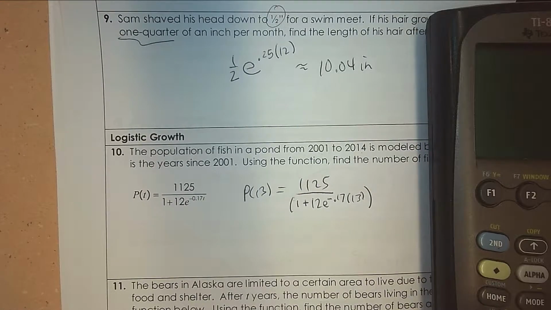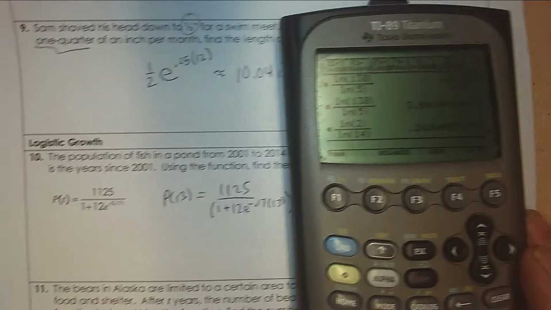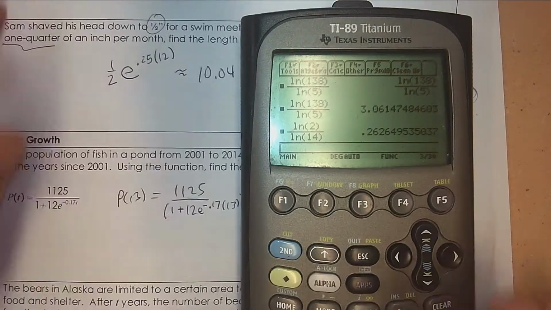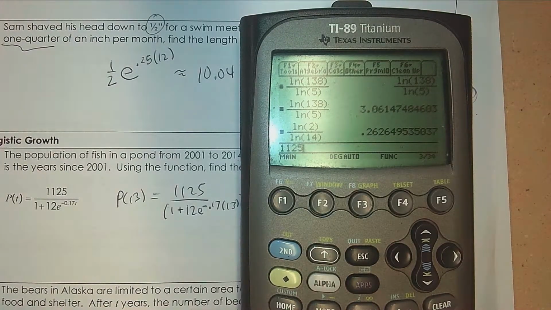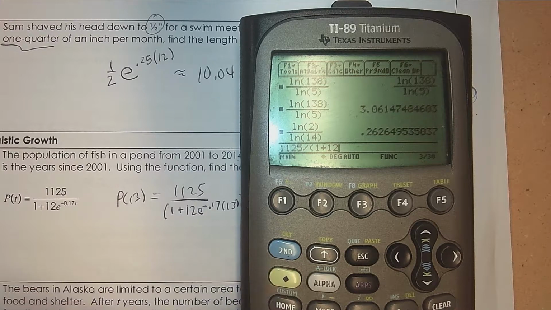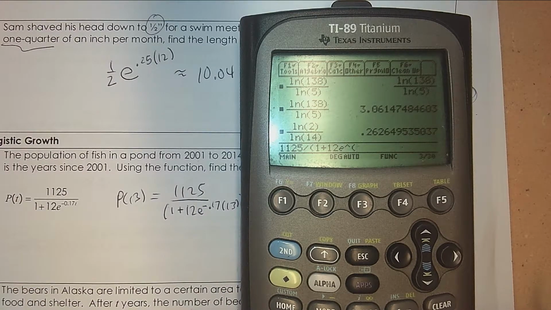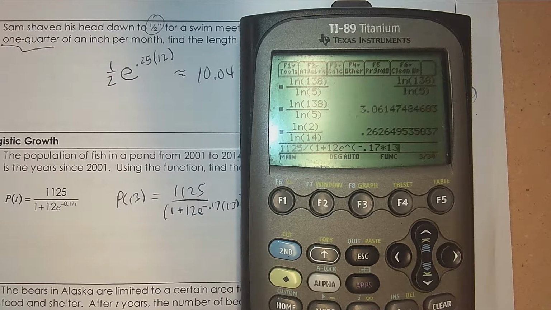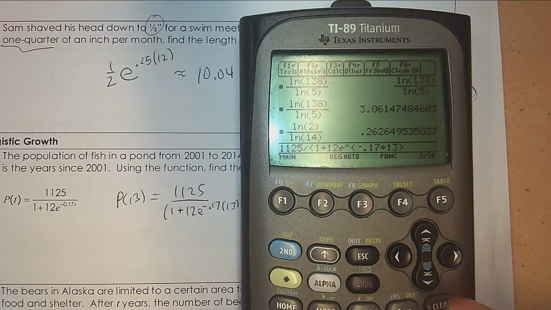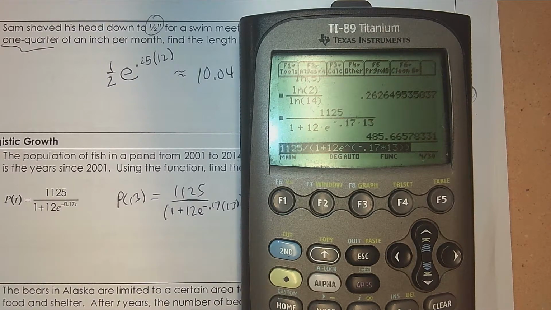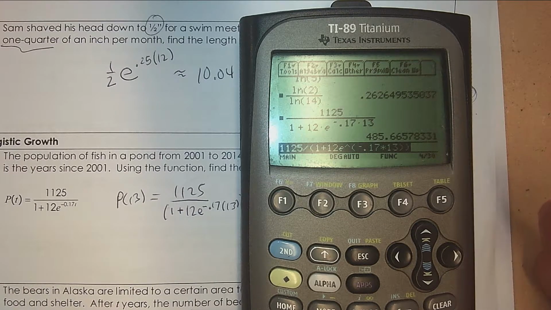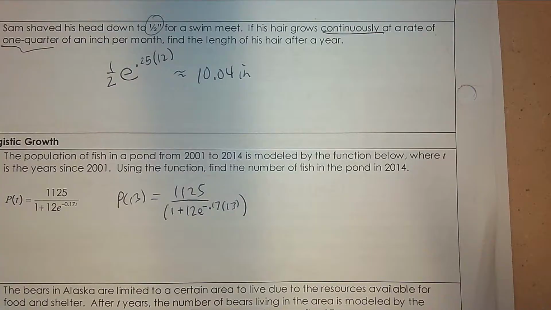So this one's a little more challenging, so I'll show you what it looks like on the calculator. If I wanted to type that in, I go 1,125 divided by, and then parentheses 1 plus 12 E to the negative. Make sure that negative is the little negative on the bottom, not the subtract sign. So negative 0.17 times 13. And then close it for the exponent, and then close it for the denominator, and then go. And then you can have your answer. So we're rounding it. Can't have 0.6 fish, so it's 486 fish.